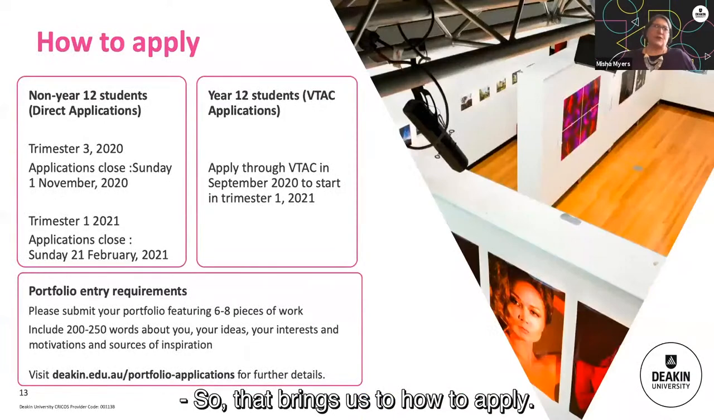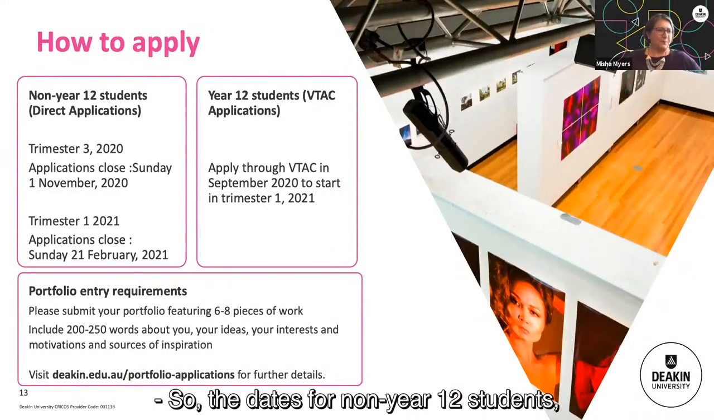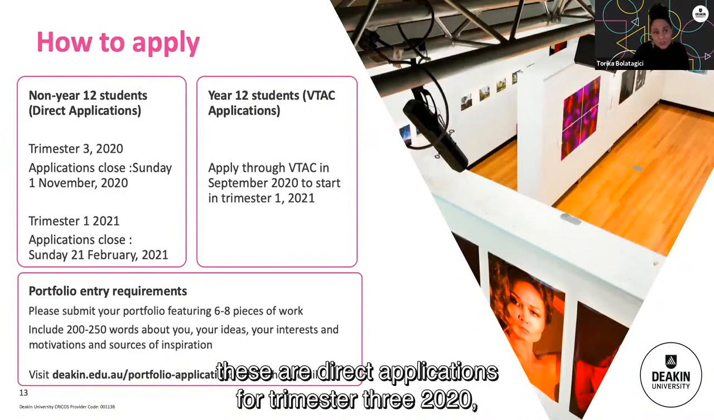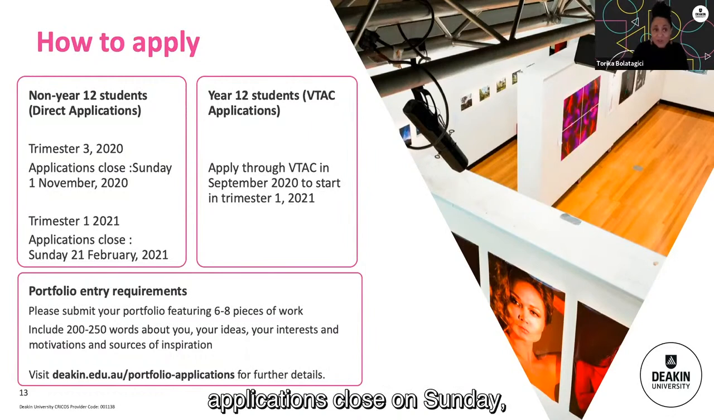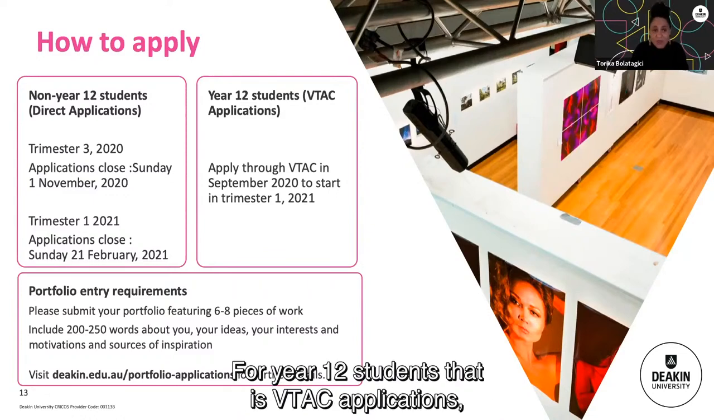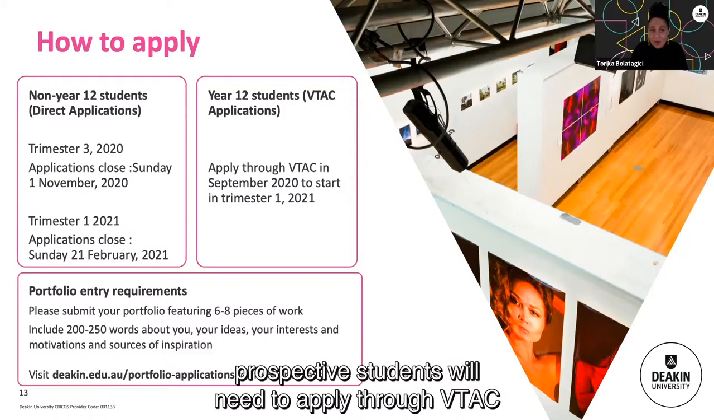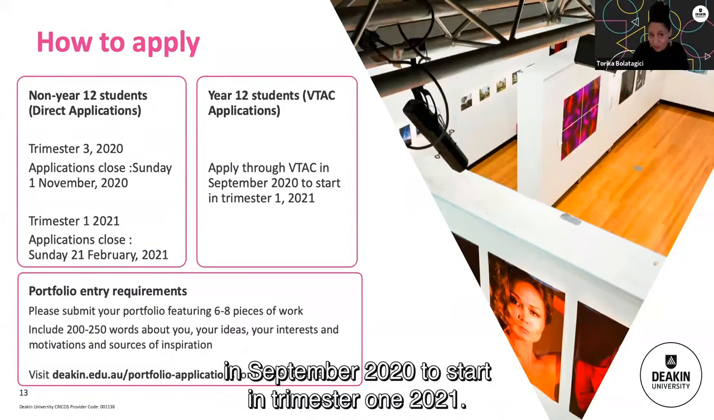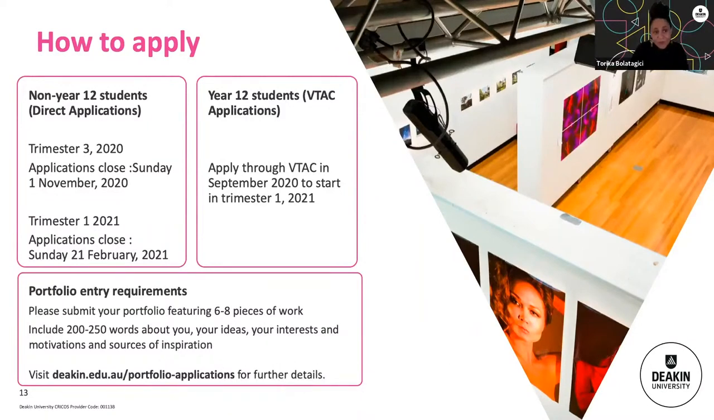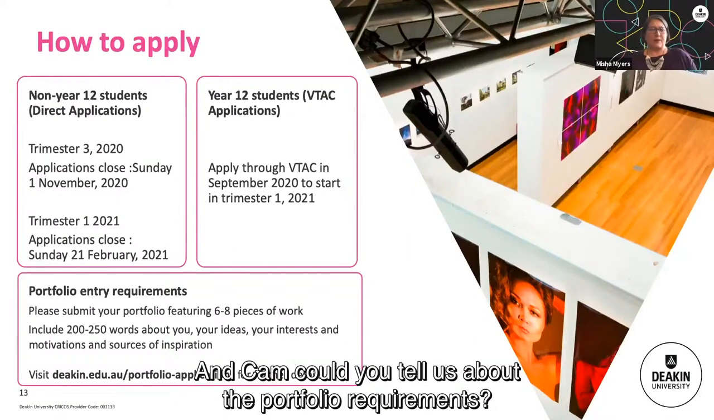So that brings us to how to apply. The dates for non-Year 12 students, these are direct applications for trimester 3 2020. Applications close on Sunday, the 1st of November 2020. For trimester 1 2021, applications close on Sunday, the 21st of February 2021. For Year 12 students, that is VTAC applications, prospective students will need to apply through VTAC in September 2020 to start in trimester 1, 2021.